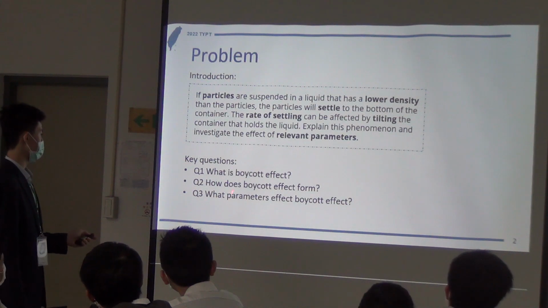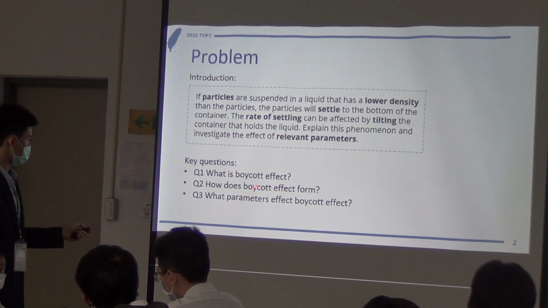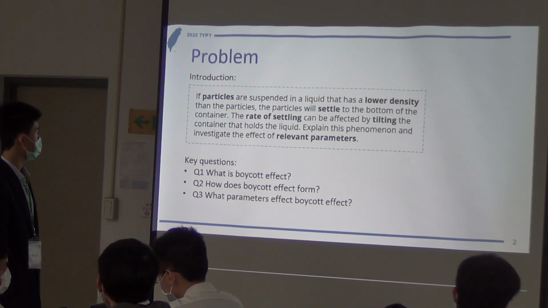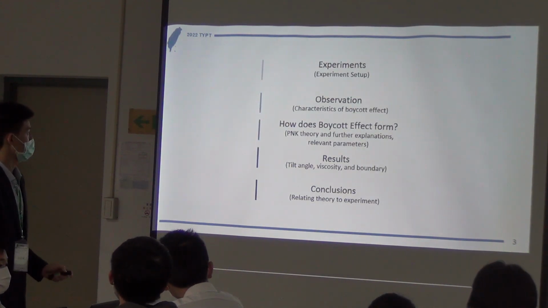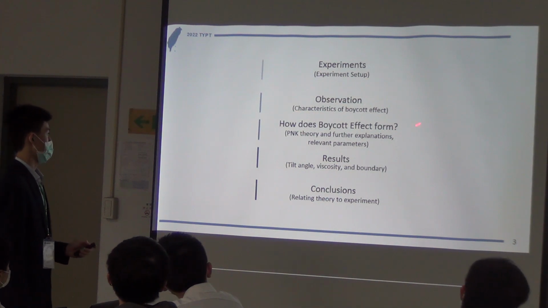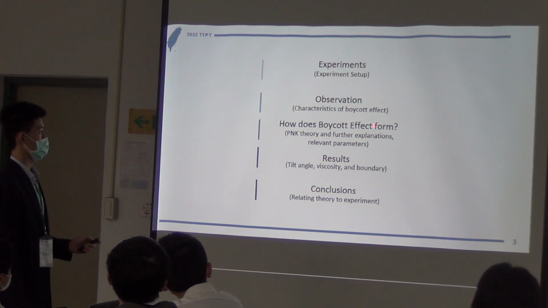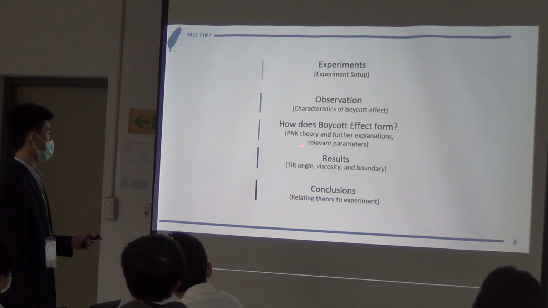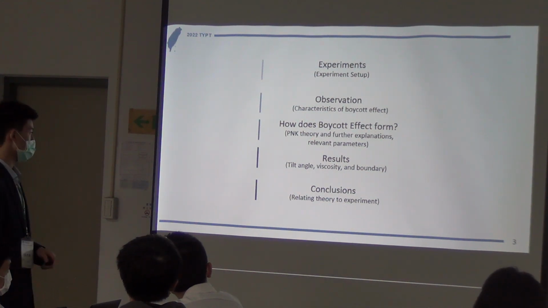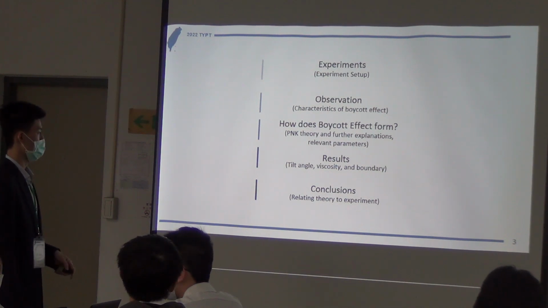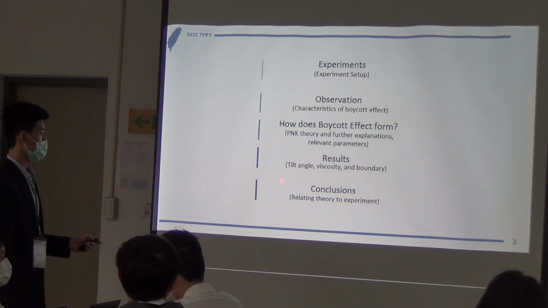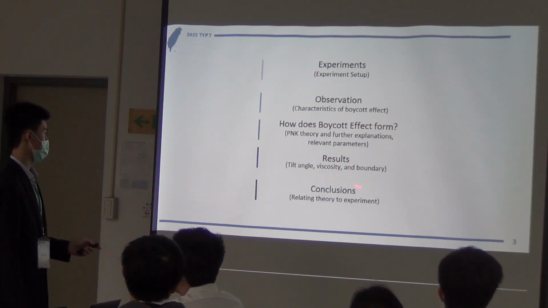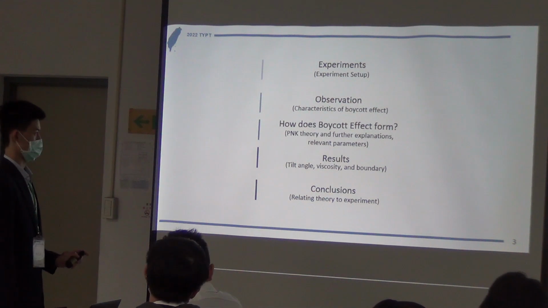So we think there are three key questions. What is the boycott effect? How does the boycott effect form? And what parameters affect the boycott effect? And this is our typical conference. First, we'll go over our experimental setup, and then the characteristics of the boycott effect, and then we'll go over the theory and our own explanations. And here, we'll introduce the relevant parameters, and finally, we'll show you our results varying the tilt angle, the viscosity, and the roughness of the walls of the container. And finally, we'll relate our theory to experiment conclusions.